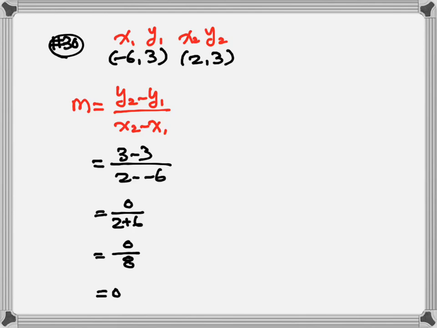Now, if at the end you find your slope is a number over 0, the 0 is at the denominator, so for this, your answer will be undefined.